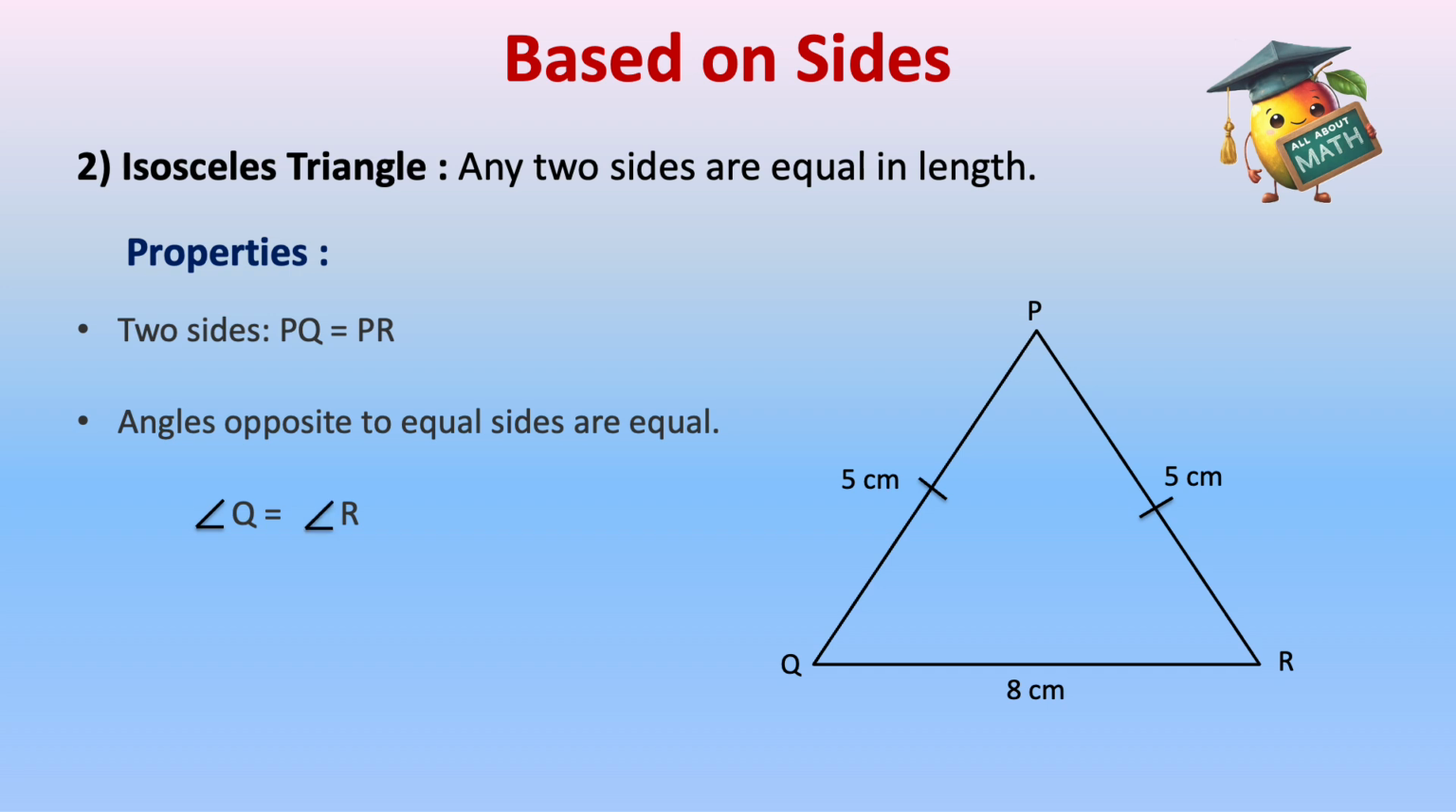Now, angles opposite to equal sides. So here angle Q is opposite to PR and angle R is opposite to side PQ. So that's why they are equal. Here both the angles are 50 degrees and another one is 80 degrees, that is different. So this is another property of isosceles triangle. So we can say triangle PQR is an isosceles triangle where two sides are equal.